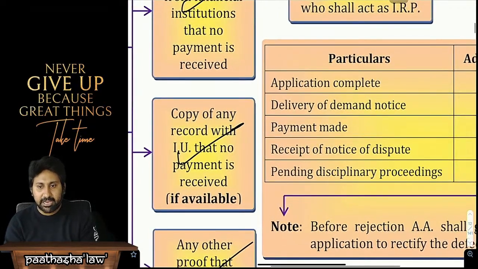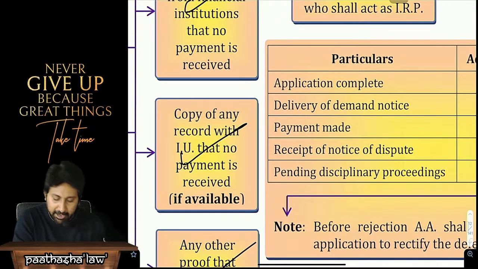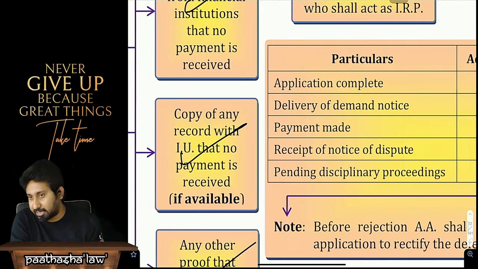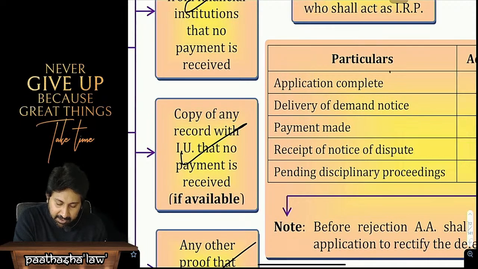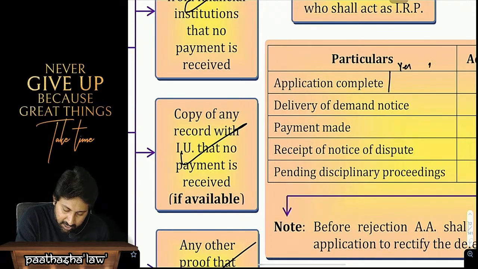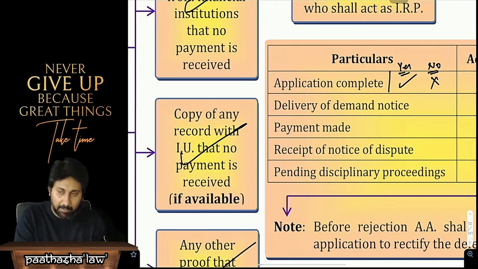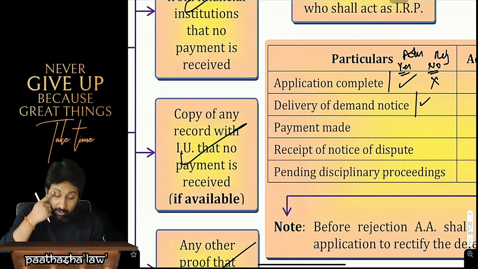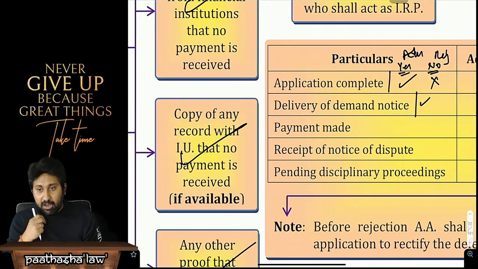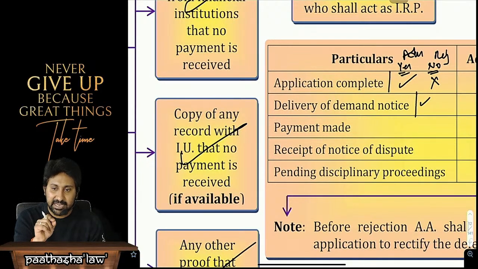First point, application is complete. Okay, I am writing here: accepted, rejected. I will write one by one. If the application is complete, the answer is yes or no. If the answer is yes, the application will be admitted. If the answer is no, the application will be rejected. Delivery of demand notice: if the answer is yes, the application will be admitted. Admission, rejection. Don't see the answer. That's why I'm writing here. If the application is complete, admitted. Application not complete, rejected. Delivery of demand notice: if your answer is yes, the application is admitted. If your answer is no, the application will be rejected.